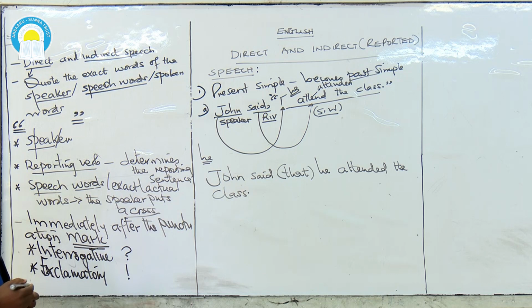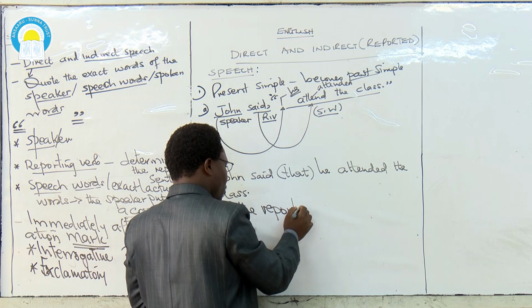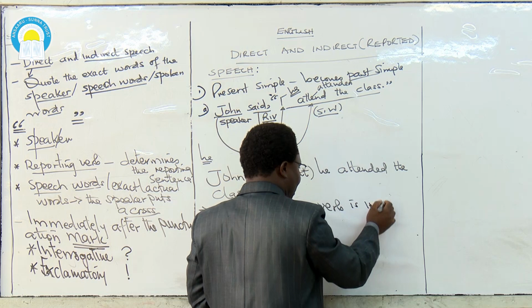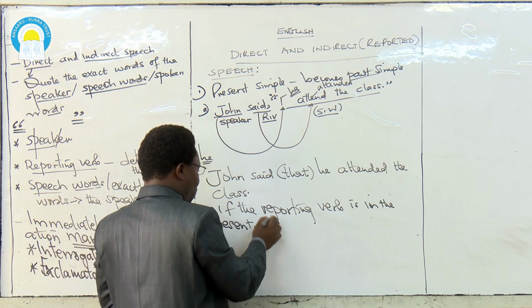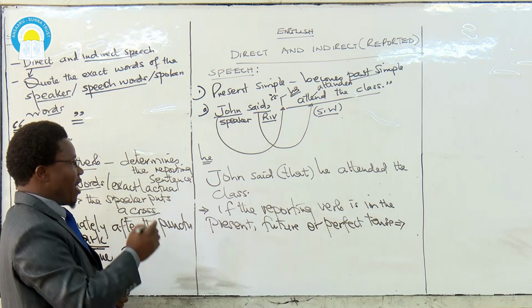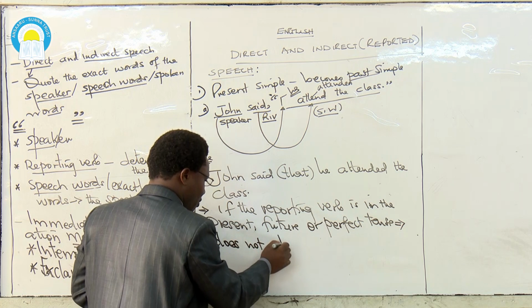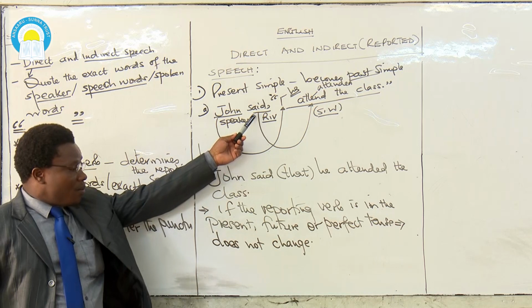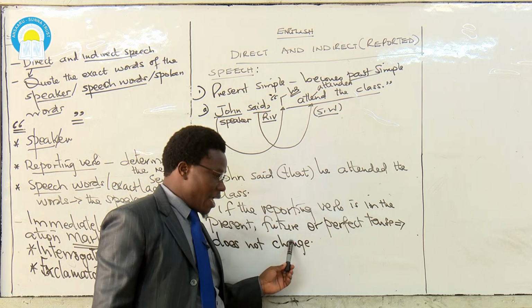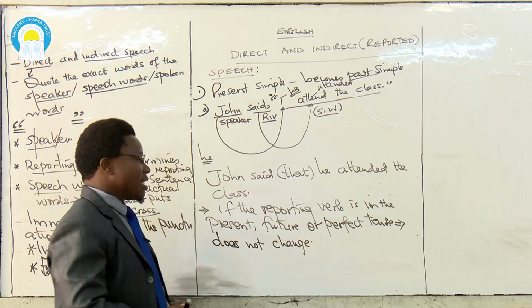Similarly, it's important to note under this area that if the reporting verb is in the present, future tense, or perfect tense, then the reporting verb in the reporting sentence or reported speech does not change. And I repeat, if the reporting verb is in the present tense, future tense, or perfect tense, then the verb in the indirect speech does not change.